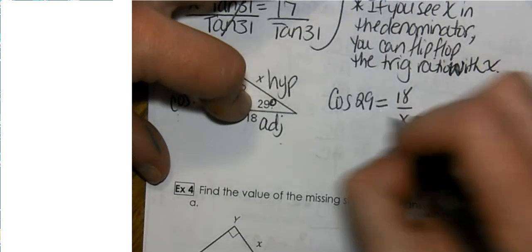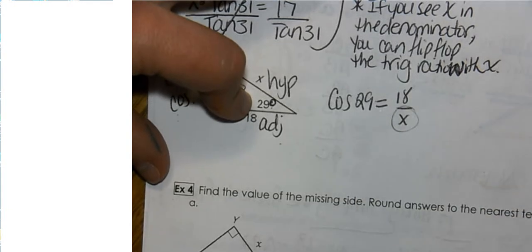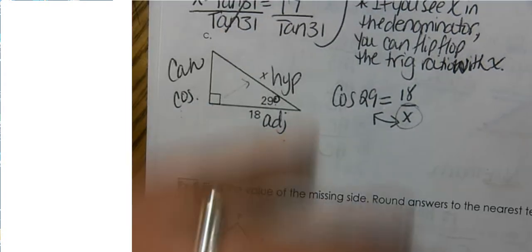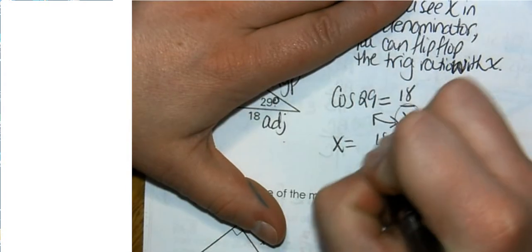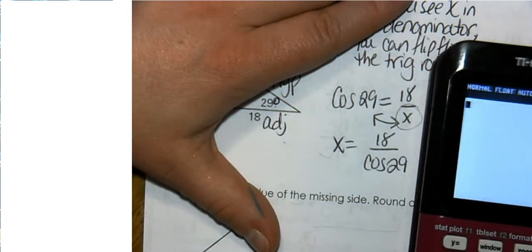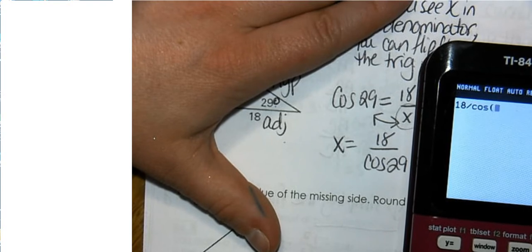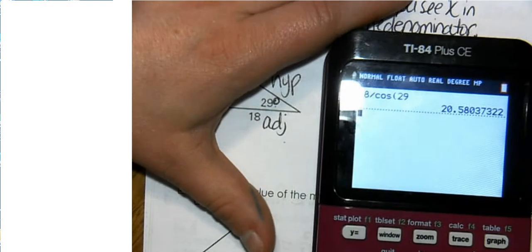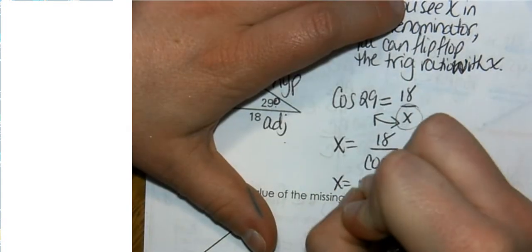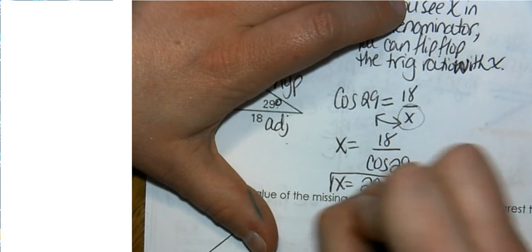The cosine of 29 is equal to the adjacent, which is 18, divided by the hypotenuse, which is x in this problem. What's really nice is that the variable of x is in the denominator, so I am allowed to flip-flop the cosine and x, making this x equals 18 divided by the cosine of 29. So I'm going to put that into my calculator, 18 divided by the cosine of 29. And I end up getting 20.58. And there's my value for x.